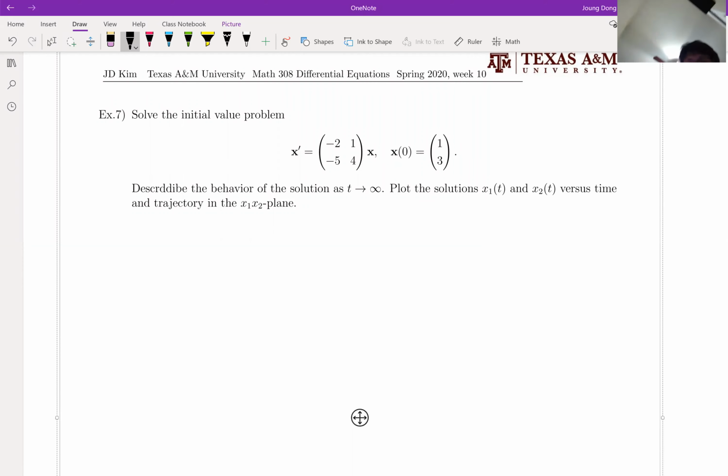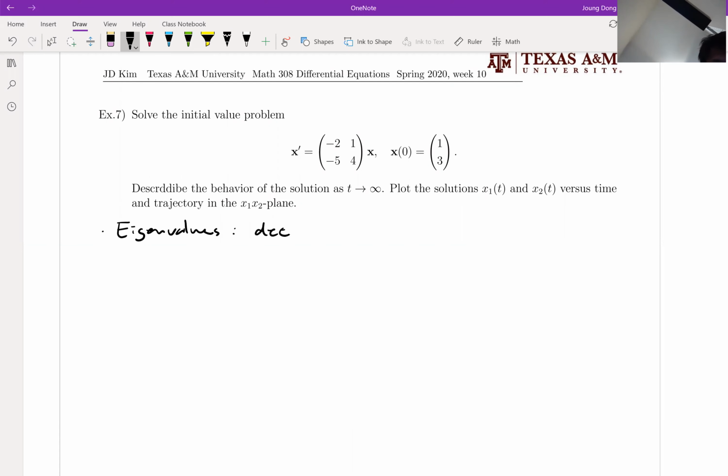Here we go. Start from the eigenvalue. Again, it can be found by the determinant of A minus lambda I equals 0. So we can use this notation as well: minus 2 minus lambda, 1, negative 5, 4 minus lambda, equals 0.